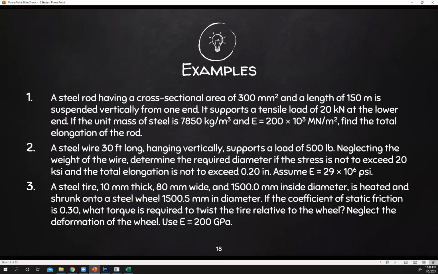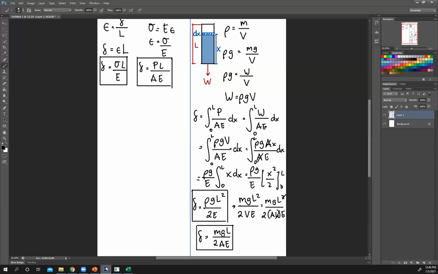A steel rod having a cross-sectional area of 300 millimeters squared and a length of 150 meters is suspended vertically from one end. It supports a tensile load of 20 kilonewtons at the lower end. If the unit mass of steel is 7850 kilogram per meter cubed and E is 200 times 10 raised to 3 meganewton per meter squared, or MPa, find the total elongation of the rod. So we're looking for elongation, total elongation.